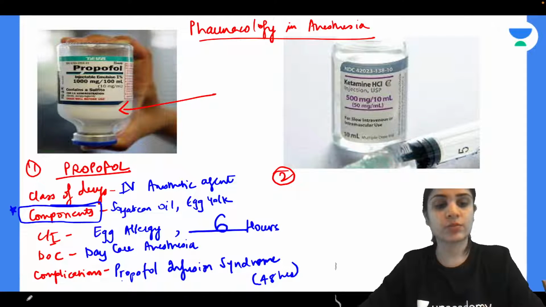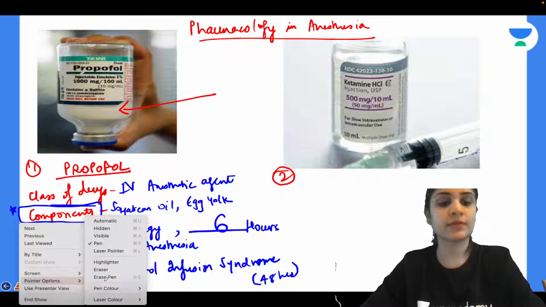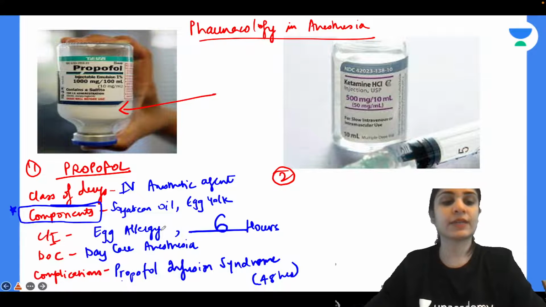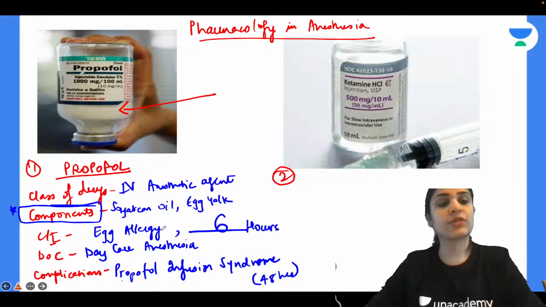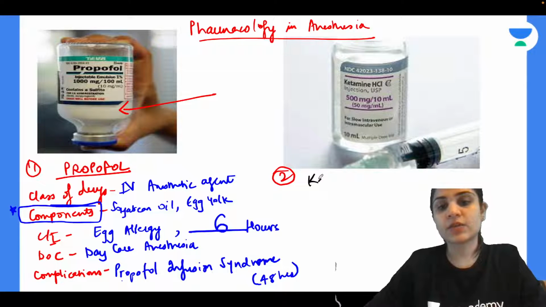Alright, moving on to our next set of questions now. Can anyone identify the second drug for me? Yes, very good, Pancake. Propofol is also anti-emetic and anti-pruritic, so it prevents nausea, vomiting and itching. So the second drug that we are seeing over here is nothing but ketamine.